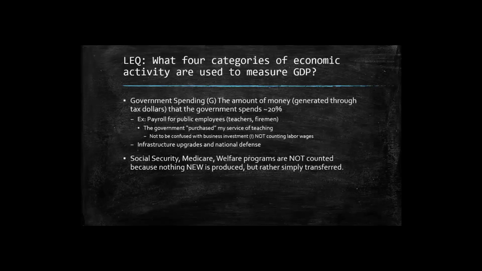Our next component of GDP is government spending, or the G, and that is quite simply what the government spends. So if consumption is what the consumers spend, business investment is what businesses spend, and government spending is what the government spends. Now, here's the tricky part with government spending. Payroll for public employees does count towards government spending, and here is why. Now, this is very tricky. The government is purchasing my service as a teacher. So I'm not necessarily counted as a laborer. They have purchased my service, which is why it counts towards GDP.